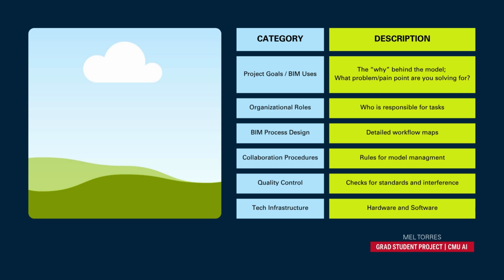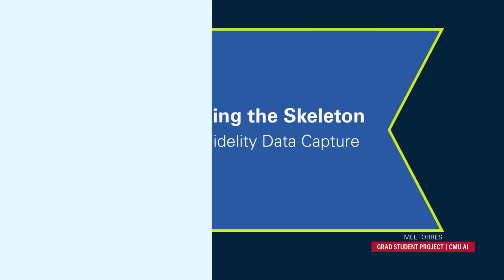And what's just incredible when you look at it is the sheer scope of a proper execution plan. I mean, it covers everything. We're talking high level project goals, all the way down to the tiny details of quality control, like checking for clashes between pipes and beams. It even specifies the exact hardware and software everyone's going to use. Get this wrong, have a weak plan, and you've got a weak foundation for your entire digital twin. It's that simple.